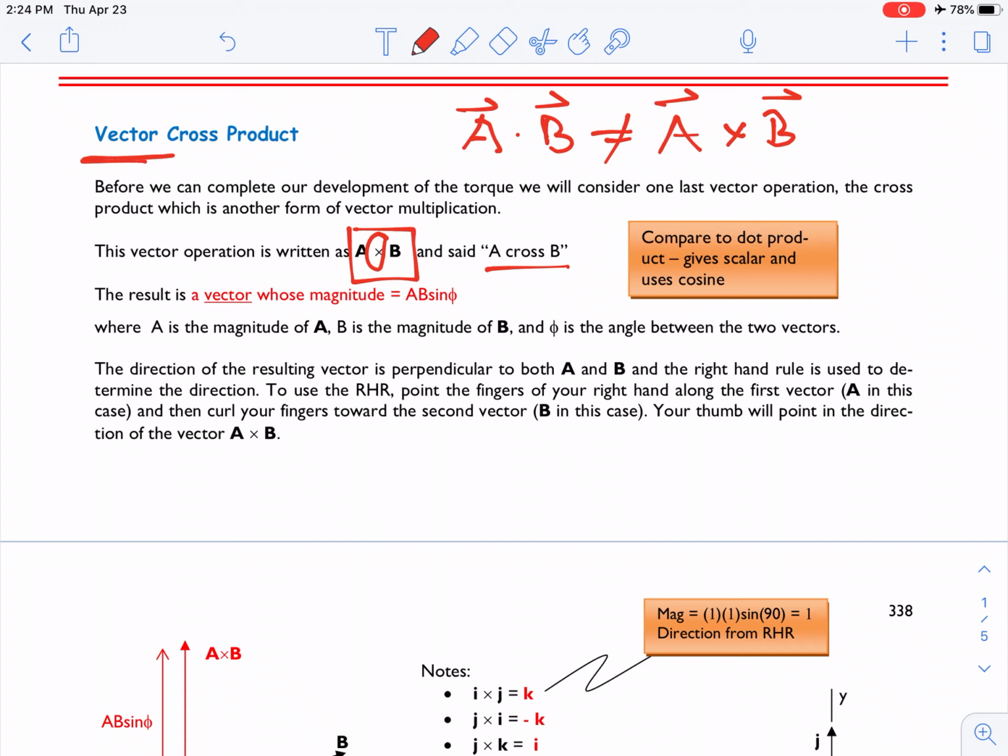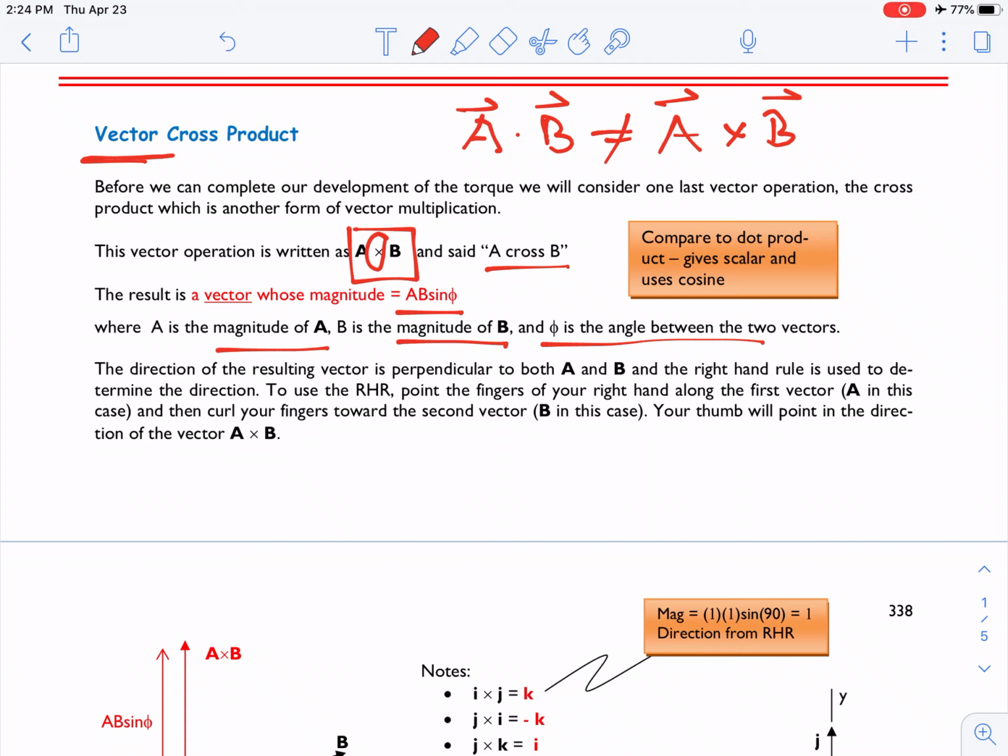So the result is a vector, and the magnitude of that resultant vector is AB sine theta. Okay, so if you remember, A dot B gave us AB cosine theta in magnitude, and A cross B is giving us AB sine theta in magnitude. So the cosine function will be related to the dot product, and the sine function will be related to the cross product. And here, since this is a magnitude, A is the magnitude of vector A, B is the magnitude of vector B, and the angle, as usual, is the angle between the two vectors A and B.